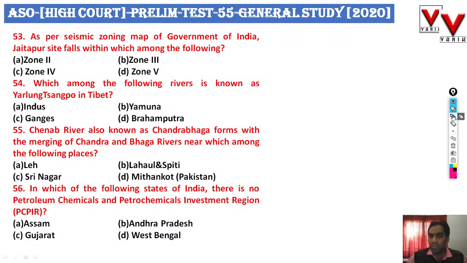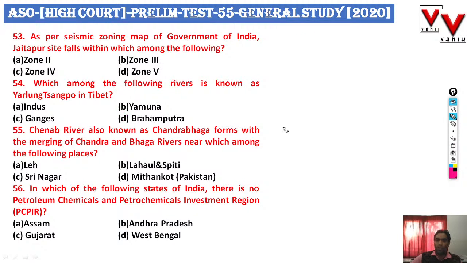Now we are going to discuss 54, which is humanities, geography. Which among the following rivers is known as the Yarlung Tsangpo in Tibet? That is the Brahmaputra. The Brahmaputra river is known as Yarlung Tsangpo in Tibet. So for 54, the right answer is D.